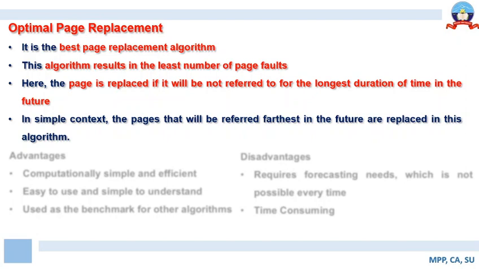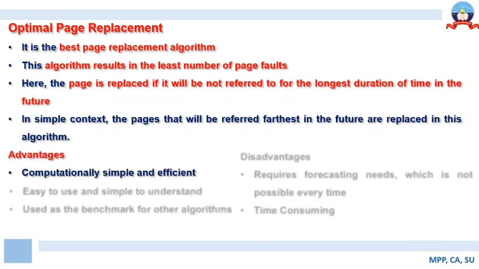Here, the requests to the pages are to be known in advance in order to facilitate optimal page replacement algorithm to make quality decisions. So again, I'm repeating it, the overall effectiveness of optimal page replacement algorithm heavily relies on the ability of forecasting the requirement of pages at a future point in time. Now let us discuss some of the advantages and disadvantages of optimal page replacement algorithm.